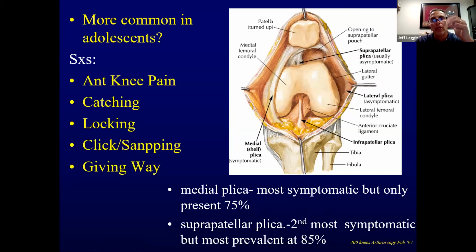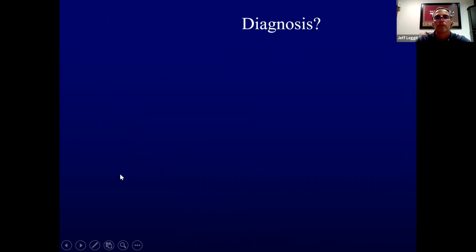So, is it really a true entity? I would tell you that there is no doubt that there are patients that truly have this, and you'll know those. It may be more common in adolescents because they're still growing, but the verdict's out on that. They can come in with just this anterior knee pain. The easy one is if they have a true catching or locking or clicking or snapping that you can feel. And remember that giving way is just pain in the muscle that just kind of gives way.